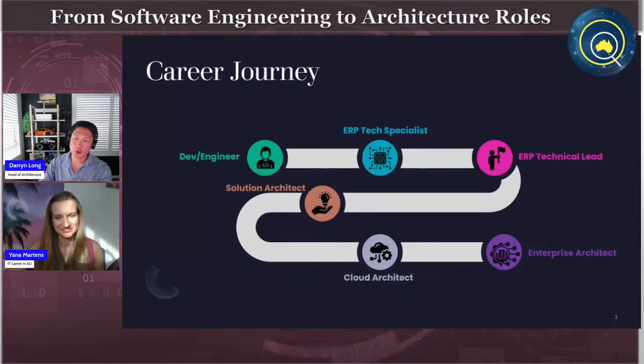So I pursued that, and I moved into ERPs, predominantly PeopleSoft, which is still around, but it doesn't really exist anymore. And I specialized in that. And I kind of just did it, and I didn't really have a thought about where I want my career to go. I just wanted to do this technology, and it's a great technology, and I loved it.